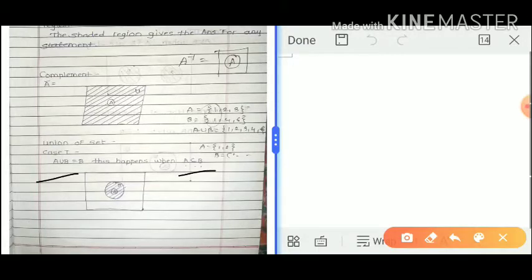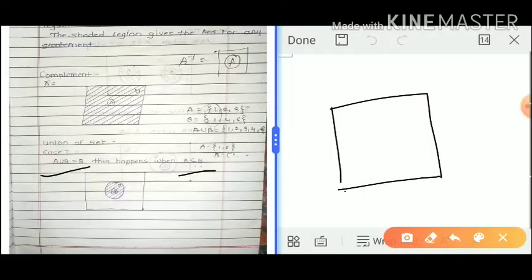So here, if A is a subset of B, meaning all the elements of A belong to B, the answer is B. The set A union B contains all the elements of B. So how to represent this set by using Venn diagrams? This is the universal set U. Here A is a subset of B, so this is part B and this belongs to B, because A is a subset of B. So the outer circle is B and the inner circle is A, because all the elements of A belong to B.